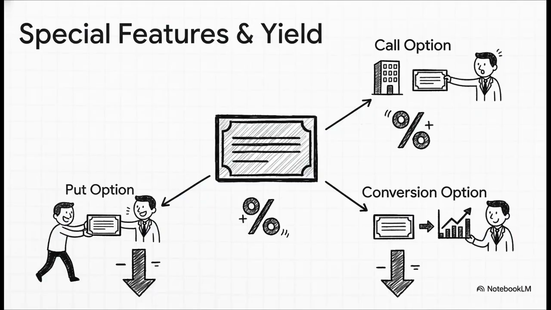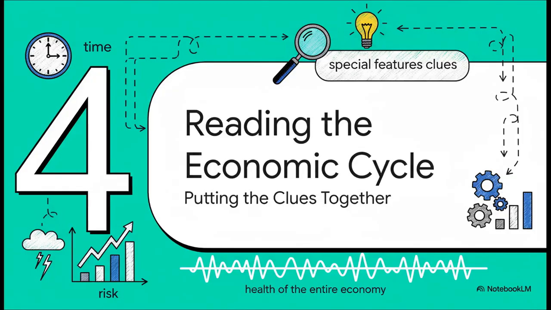Bonds can also have these special options tucked inside them. A call option lets the issuer, the borrower, pay you back early. Now, that's good for them, but it's bad for you, especially if interest rates have dropped. So to make up for that risk, they have to pay you a higher yield. On the flip side, a put option lets you, the investor, sell the bond back early. That's a great feature to have, so you're willing to accept a lower yield. Same goes for a conversion option, which lets you trade your bond for company stock, another awesome perk that means a lower yield.